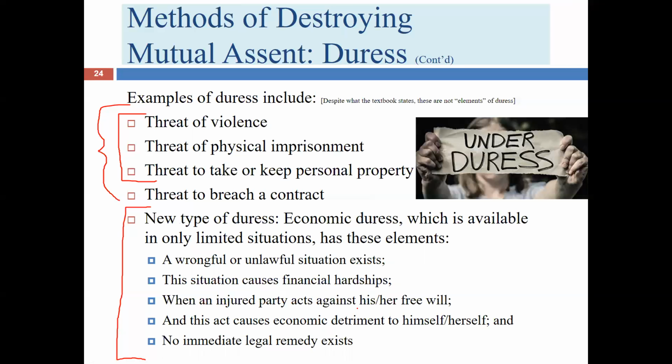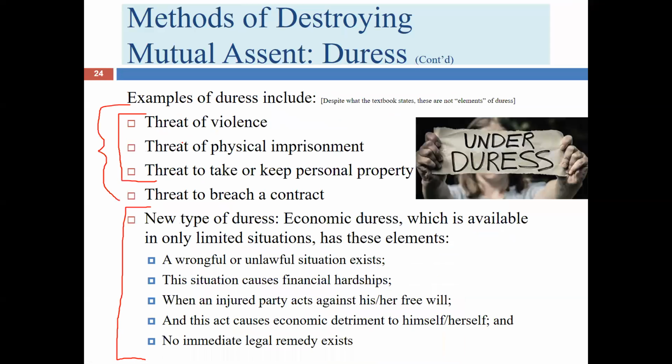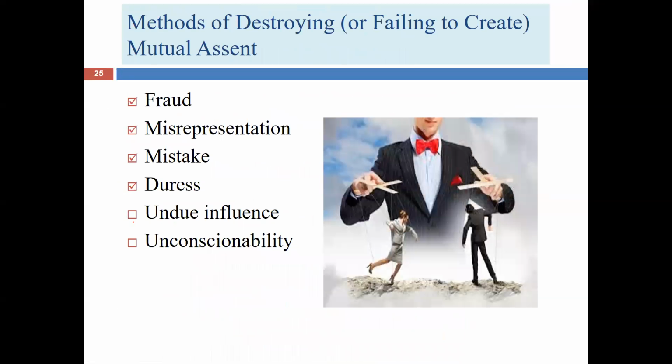So an injured party acts against his or her will, and there's an economic detriment, and there's no other legal remedy that's available to the wronged person. But it may not be so extreme as we might see in some of these circumstances. So again, that's where I'm calling it duress light or economic duress. But again, most of the activity, the part that we're going to focus on, are these traditional categories of duress. So that is our fourth category.